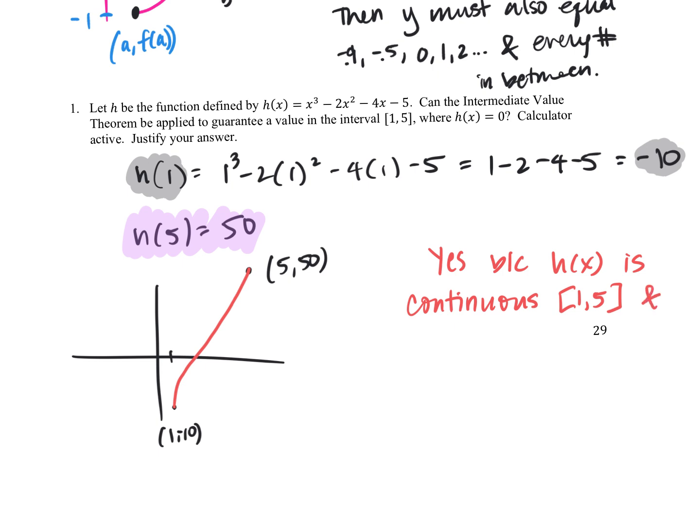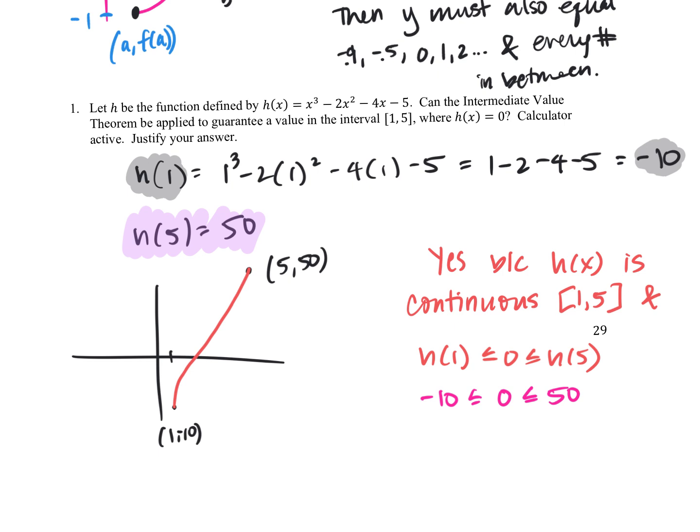And how are we going to say that 0 fits between these two? We're literally going to say h of 1 is less than or equal to 0, which is less than or equal to h of 5. And that's just saying negative 10 is less than 0, which is less than 50. And maybe Tatum would write it that way. Tatum, you could say negative 10 is less than or equal to 0, which is less than or equal to 50.